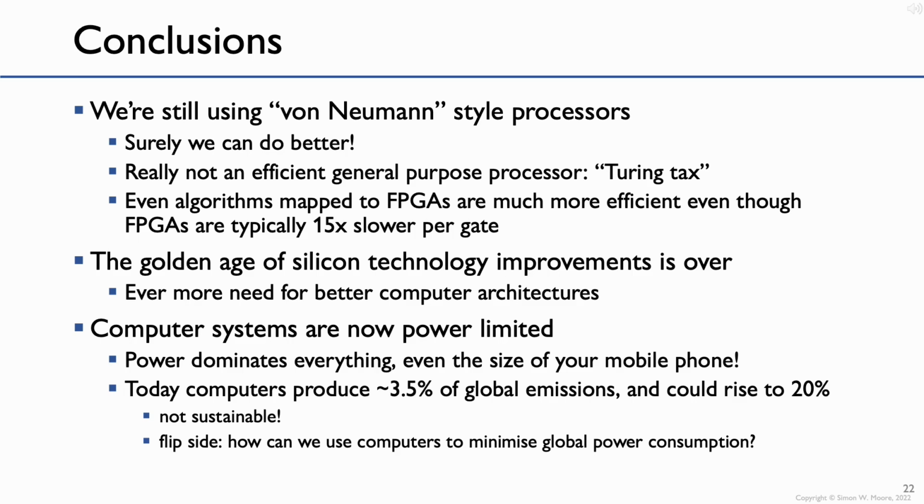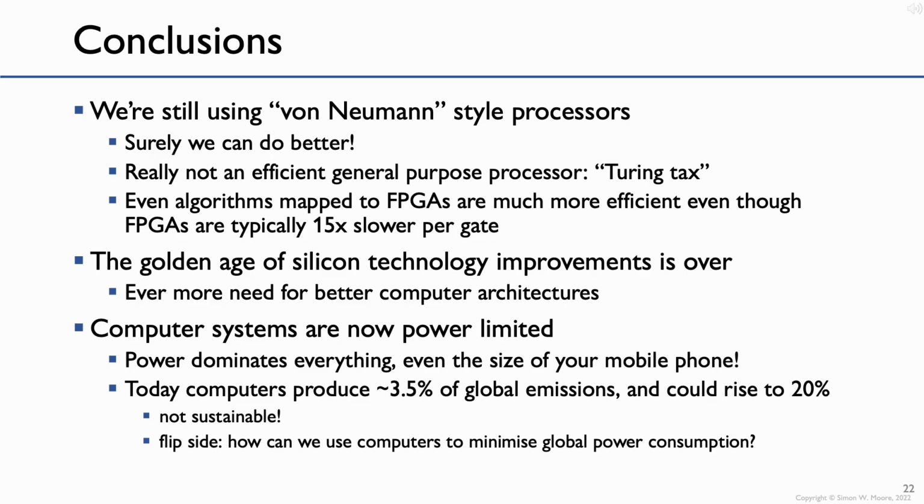The golden age of silicon technology improvement is over. Moore's law is still delivering on transistor density for a little bit longer, though we don't quite know how much longer. And I think practicalities in manufacturing are really going to impact how far we can go. And we've seen that Dennard scaling, or the lack of Dennard scaling, means that our chips are just not getting any faster, or certainly not by much. So there's ever more need for better computer architectures.